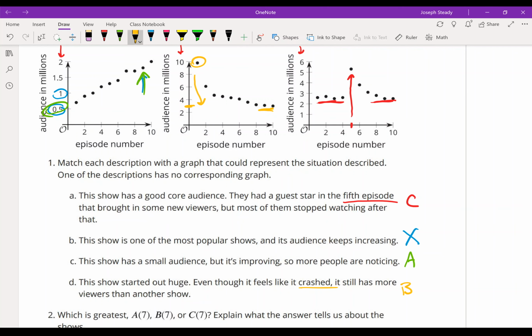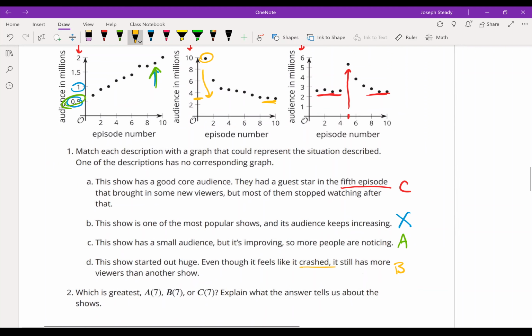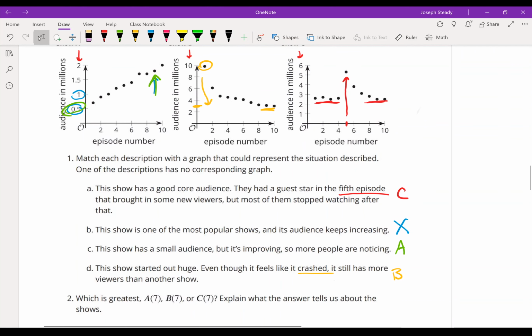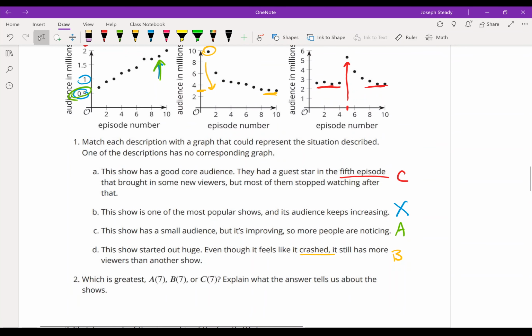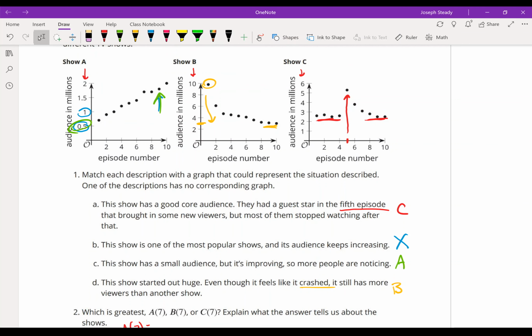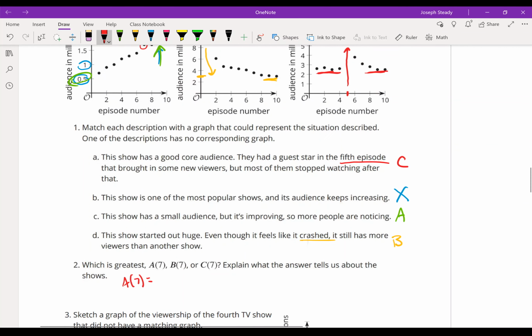In the second part of this problem, we're just asked to say, hey, which is the biggest? A of 7, B of 7, or C of 7? So in other words, which one of those has the biggest output on episode 7? Or which one has the biggest audience on episode 7? So A of 7 looks like it is about 1.7 million.